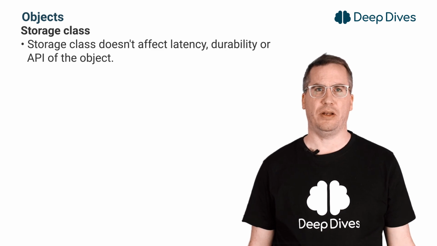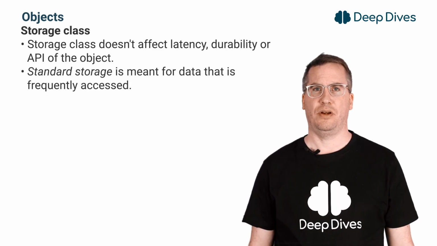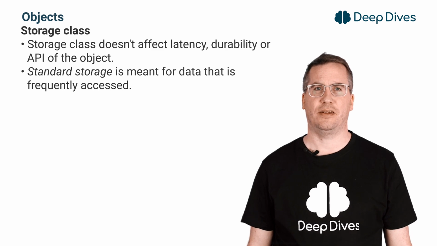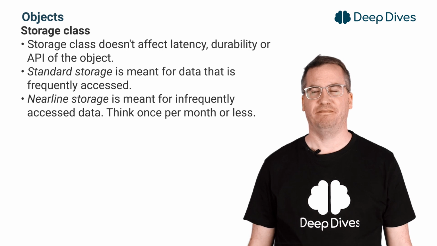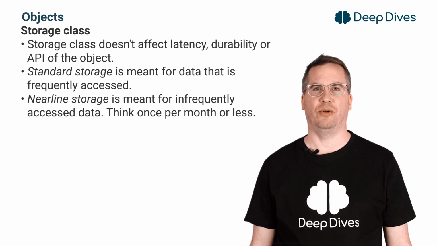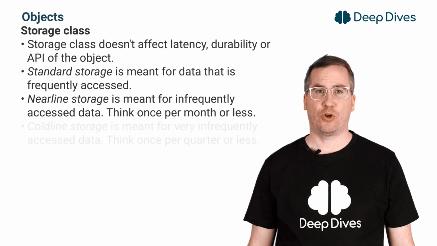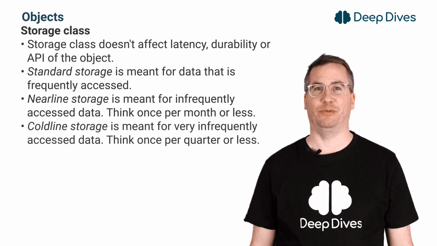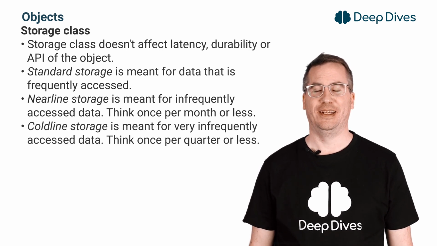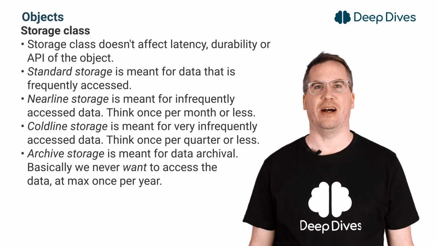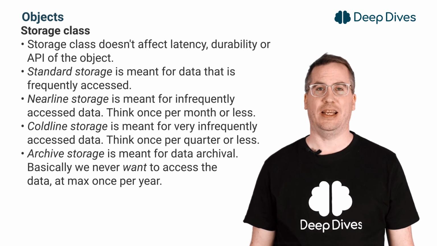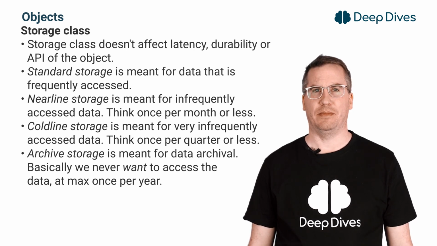But just as a quick reminder, we have standard storage, which is meant for data that is frequently accessed, nearline storage, which is meant for infrequently accessed data, think once per month or less. Then we have coldline storage, that's meant for very infrequently accessed data, like once per quarter or even less. And then finally, we have archive storage, which is meant for data archival. Basically, in that case, we never want to read the data, or we're accessing it maximally once per year.